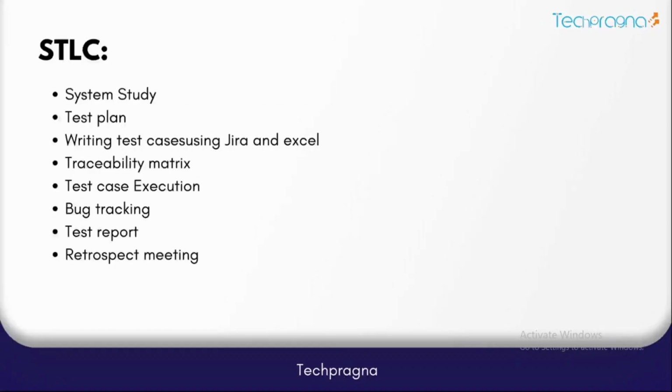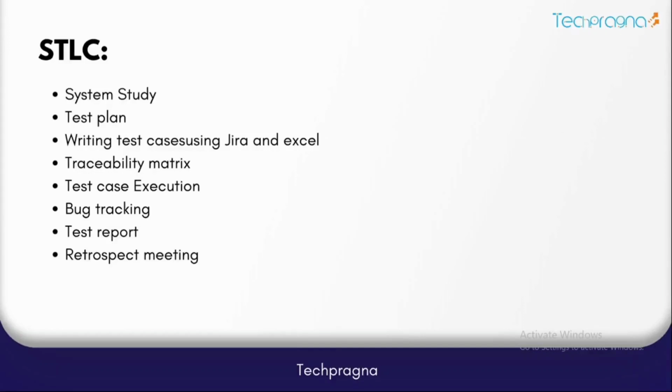So we'll see here STLC. STLC means software test life cycle. In order to test one application, we need to follow these stages. Why do we need to follow them? Because if I get the build, I should not just start; I need to plan beforehand. So for that reason, I go with the STLC. In this, we have many stages: system study, test plan, writing the test cases using Jira and Excel, traceability matrix, test case execution, bug tracking, test report, and retrospect meeting.